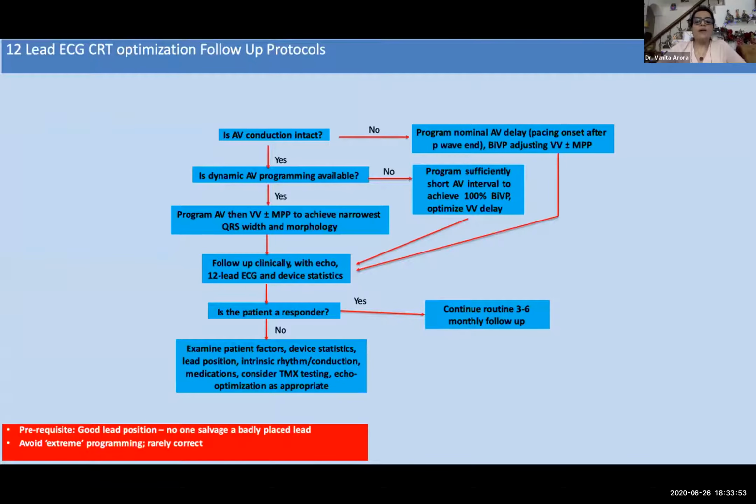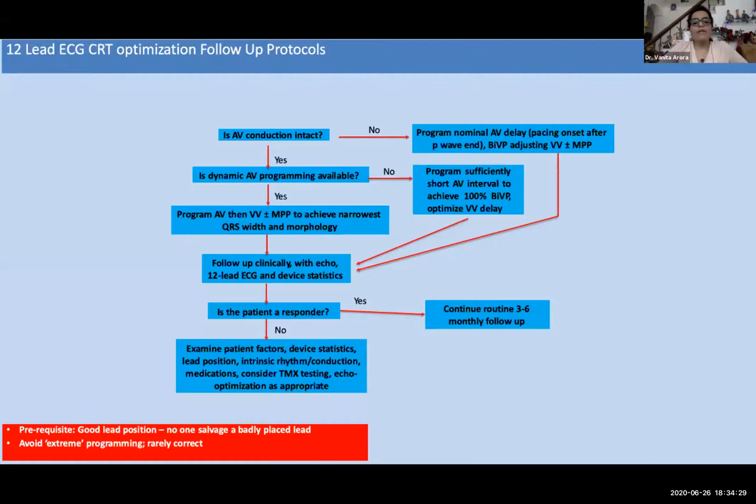So looking at all these parameters which we just discussed, we have to follow this table to give benefit to the patient. Is AV conduction intact? We have to ask ourselves, we have to see the ECG and we have to adjust the VV delay or sync AV. Is dynamic AV programming available? If not, then we have to do it as a short AV interval to give 100% V pacing, and we have to optimize the VV delay. And then we have to follow up these patients on a regular basis for the device setup.